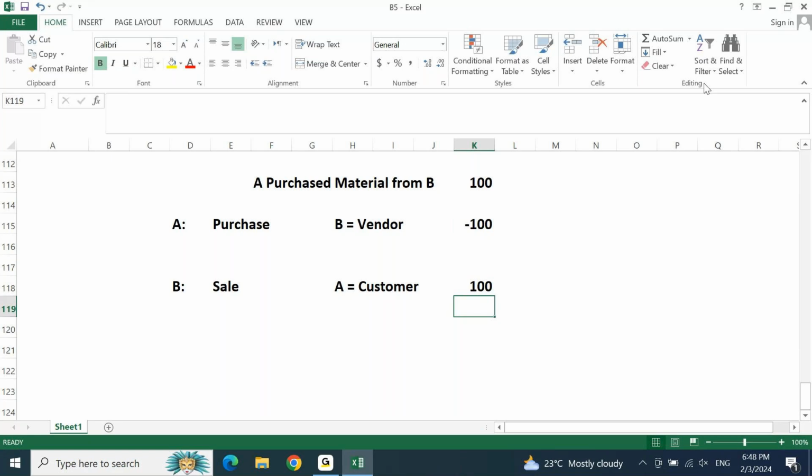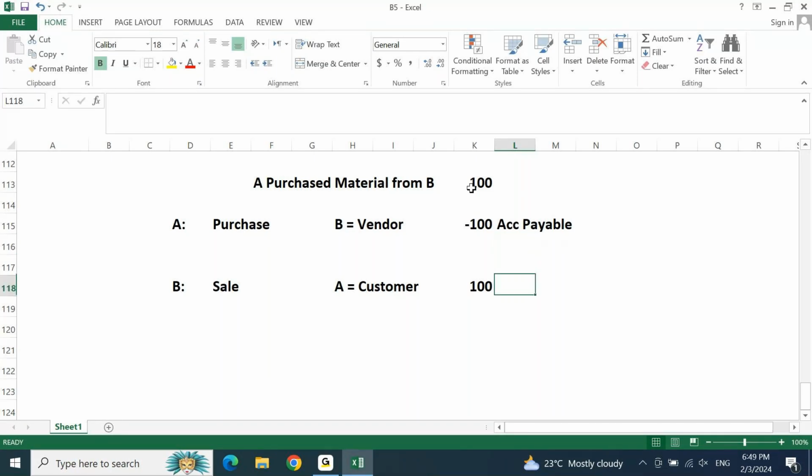Why 100 negative? Why 100 positive? You're talking about purchases here. You purchased from B. Since you purchased from B, you are supposed to make payment to B. Since you are supposed to make payment to B, B becomes your liability. You are liable to pay B to the extent of 100. Now this 100 becomes your accounts payable. As we all know, accounts payable is a liability. Liability always shows a credit balance. Credit balance means negative number in SAP. Even in accounting, even in SAP, when you talk about credit, you are talking about a negative number.